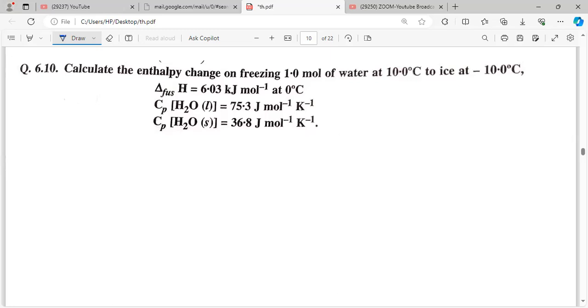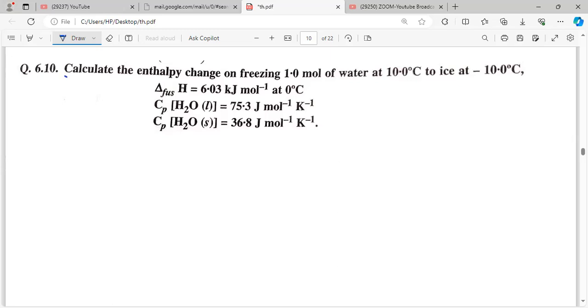1 mole of water, 10 degree to ice at minus 10 degrees. So first of all, we need to find the delta T. Then delta T is 20 Kelvin, minus 20 Kelvin. Did you understand the question? It is a good question, a high level question.